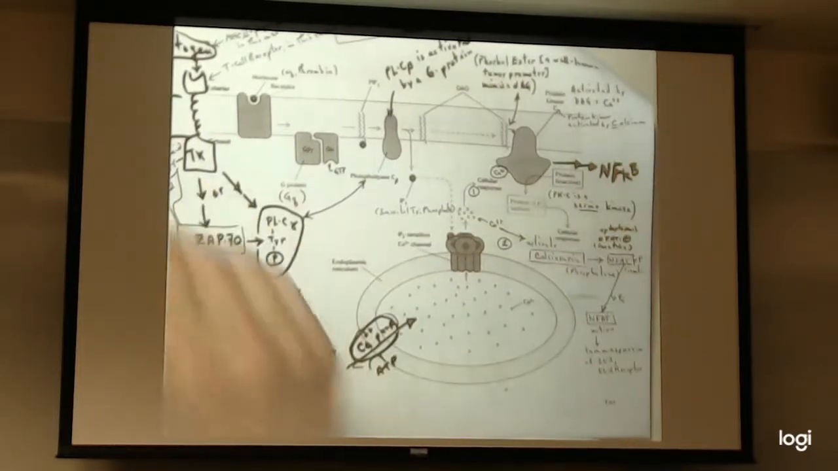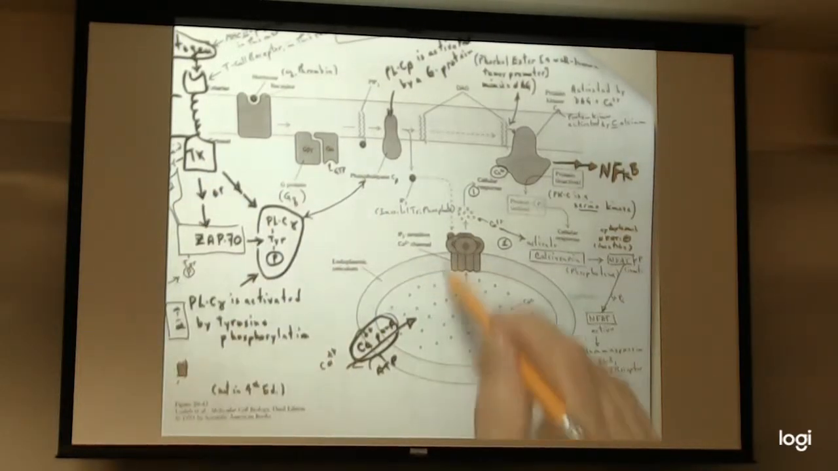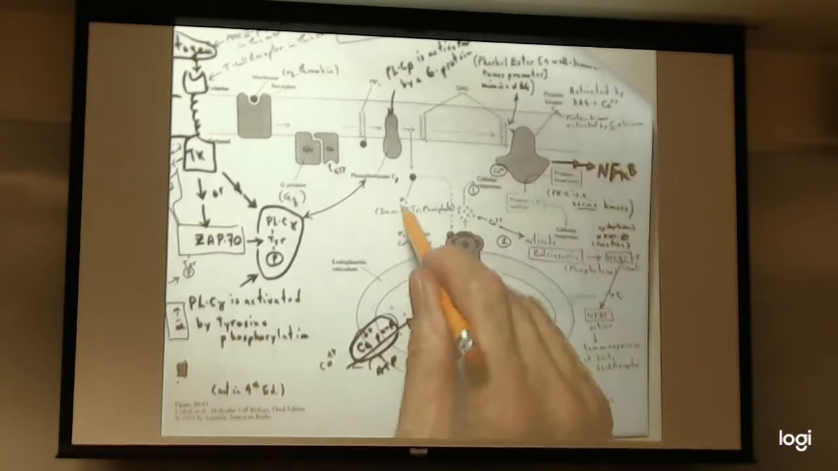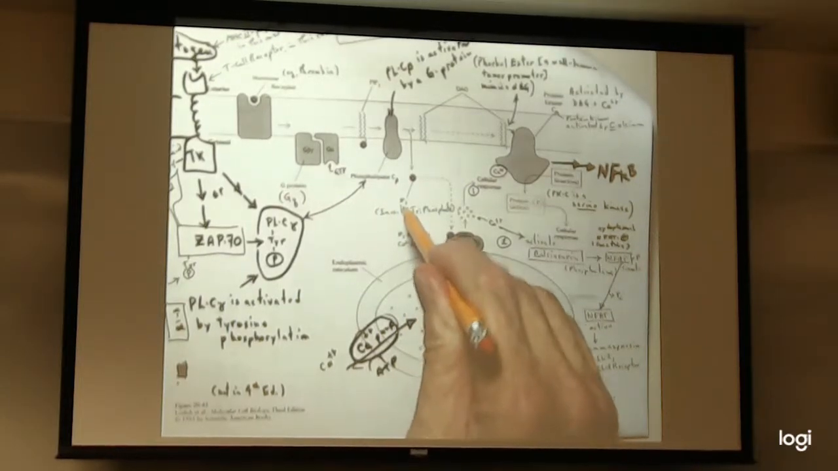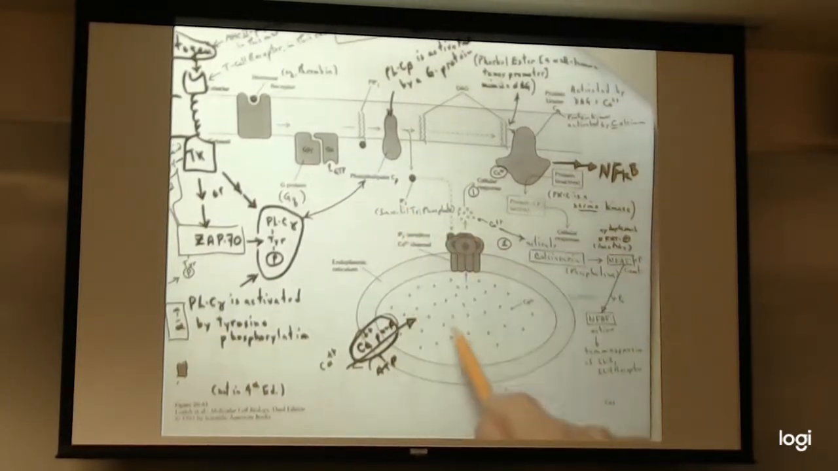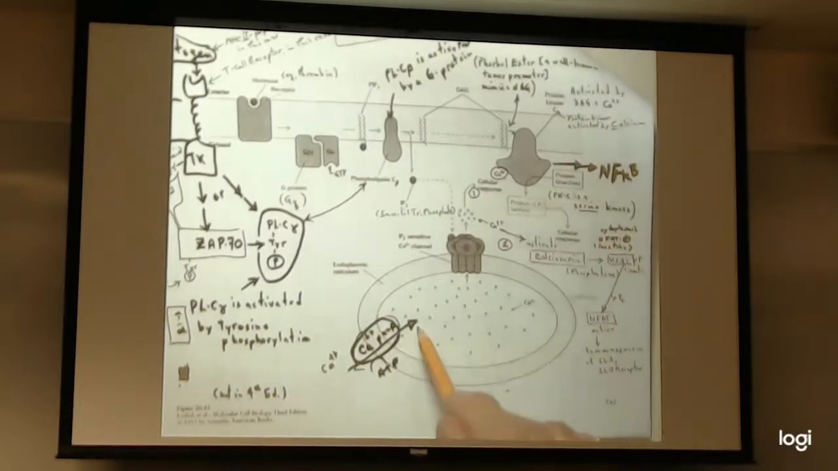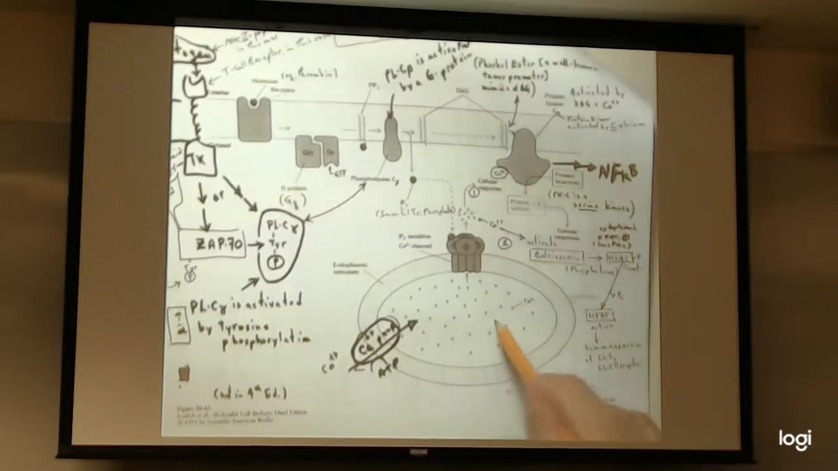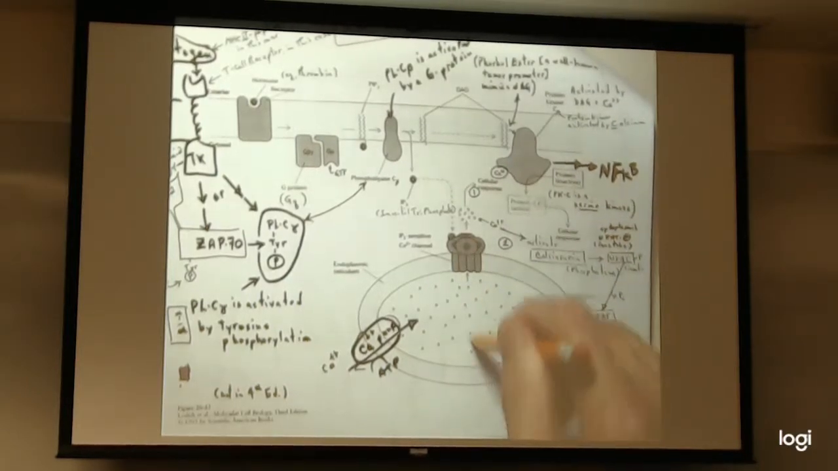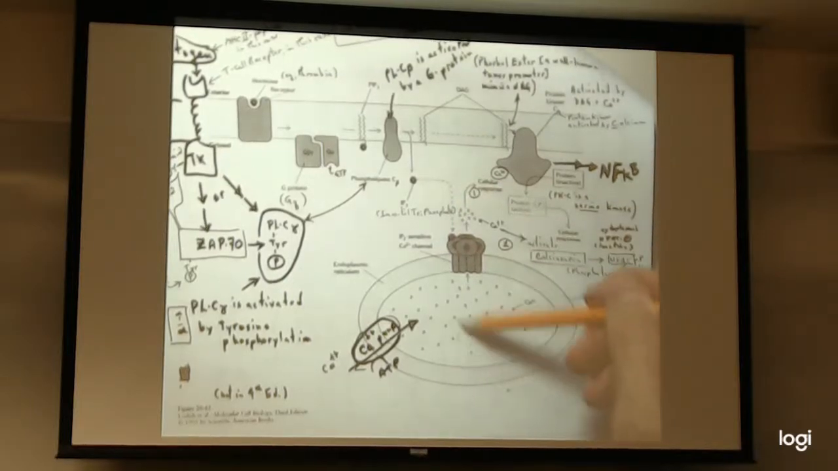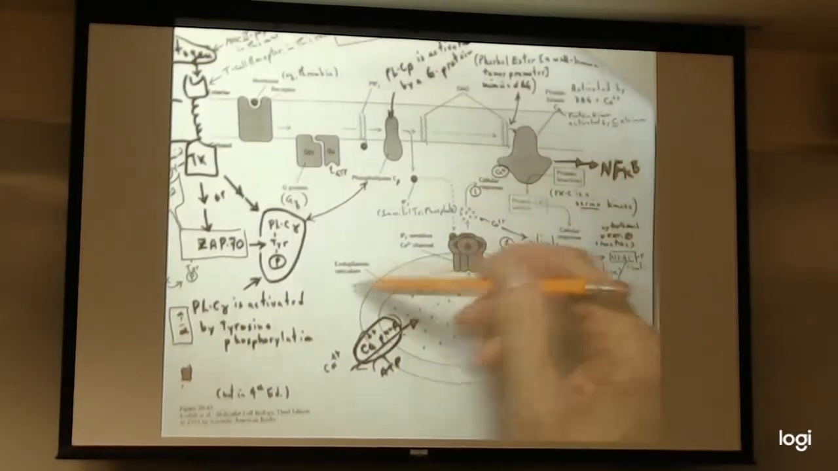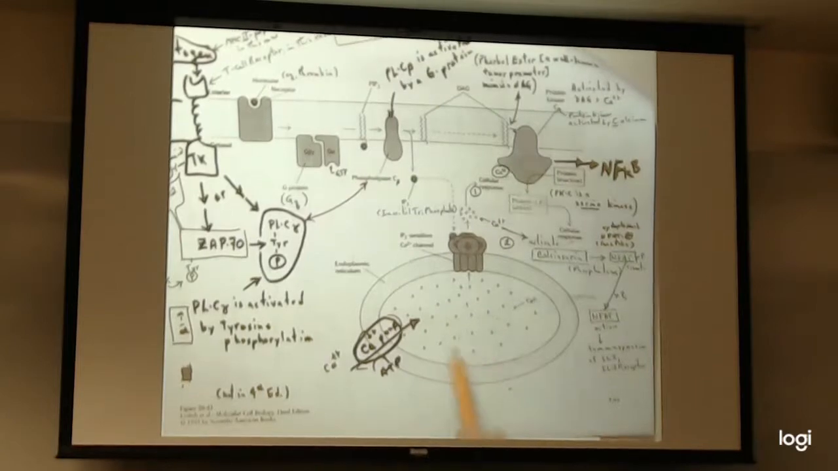So the PLC gamma pathway makes the cell go from having essentially unmeasurably small amounts of free calcium in the cytosol to having a lot of calcium in the cytosol. There's lots of calcium inside cells, but it's all sequestered in the lumen of the endoplasmic reticulum. Now we're going to open the channels to let it come rushing out of this organelle compartment, get into all the cytosol here, and turn on a number of things.